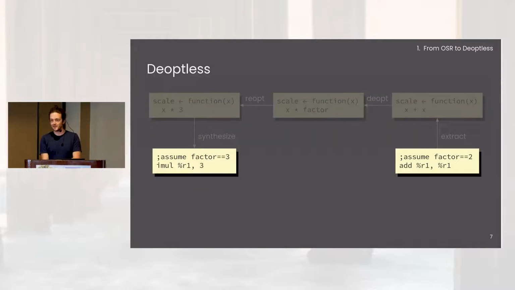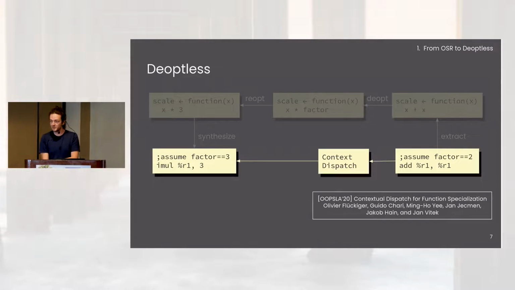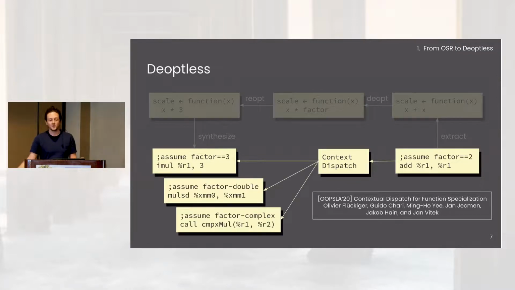So we do that once. We keep all the optimized continuations around, and then we use a bit of previous work that is called context dispatch, and we use that to dispatch to the optimal continuation under the current circumstances. So now we can have multiple of these continuations. Let's say I have one example where the factor was a floating point, one where it was a complex number, and we use context dispatch to basically select the most appropriate one or the best one. And I don't want to go into details here. You have to read it up.